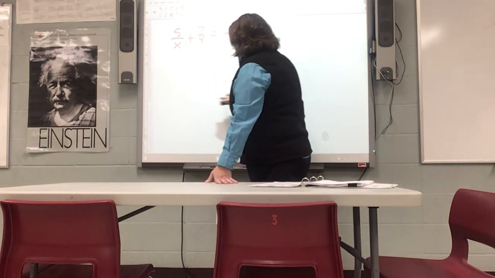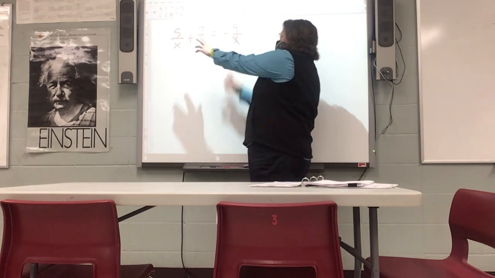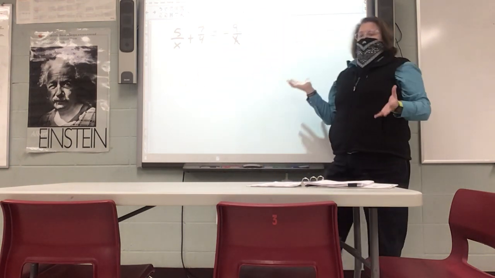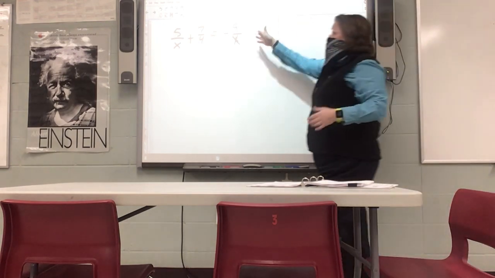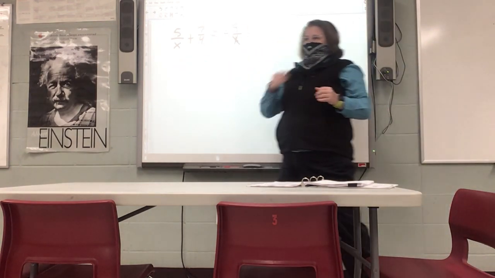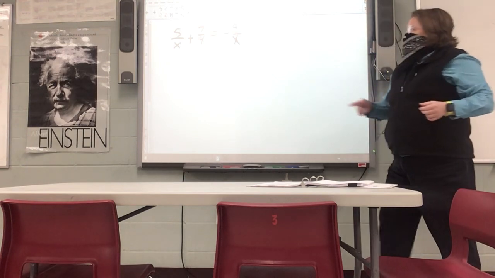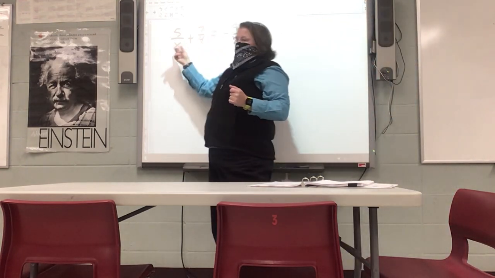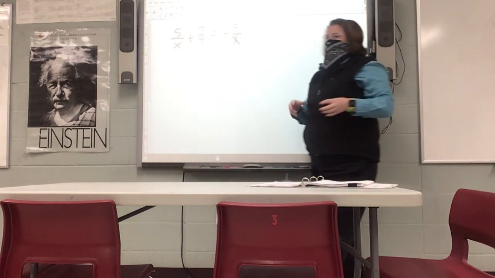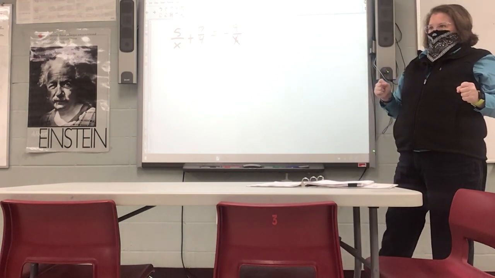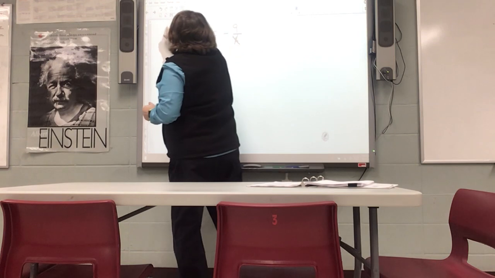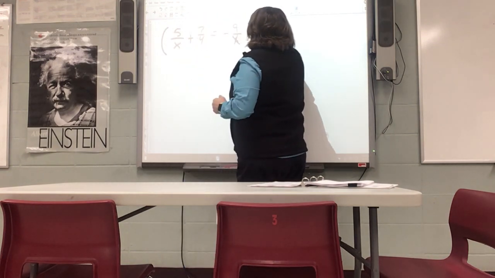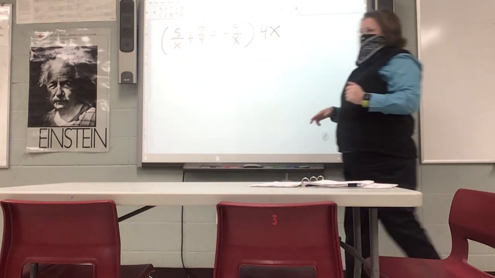Okay, the other way that you would have to do if you didn't have something that's common like that is go ahead for the whole entire problem, all 3 pieces, and find the common denominator. So we've got an x, a 4, and an x. So what would our common denominator be? 4x.